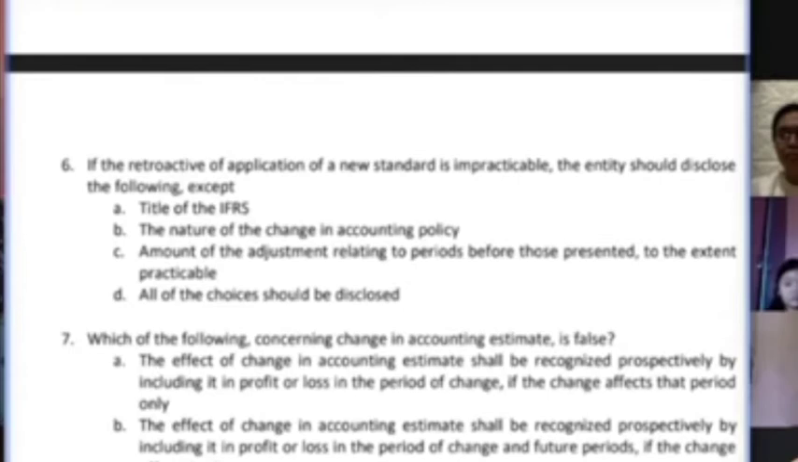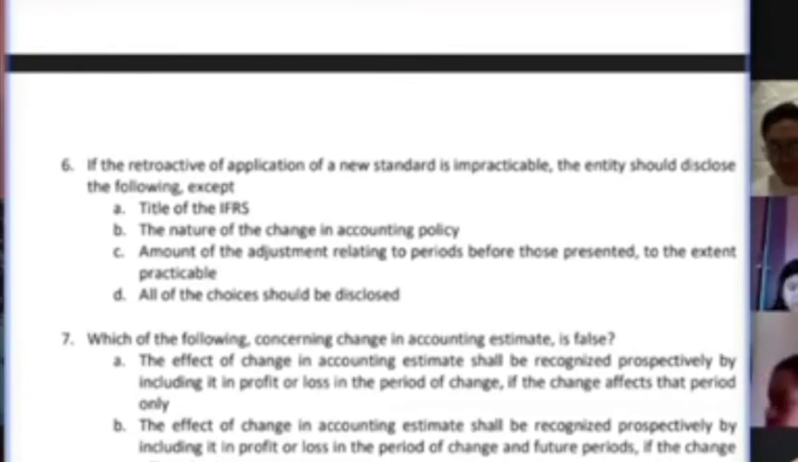But what letter A tells us, class, is that there's another type of prospective application in which the change is only applied for one period only. And what period is that? Only the current period. And when will that happen? It will only happen if the change does not have any effect on future periods.